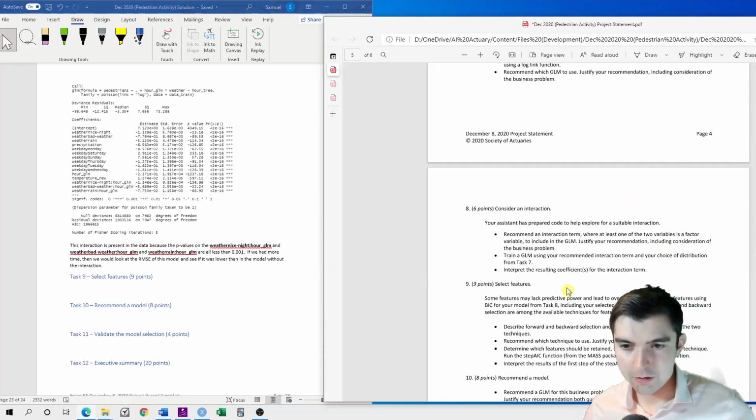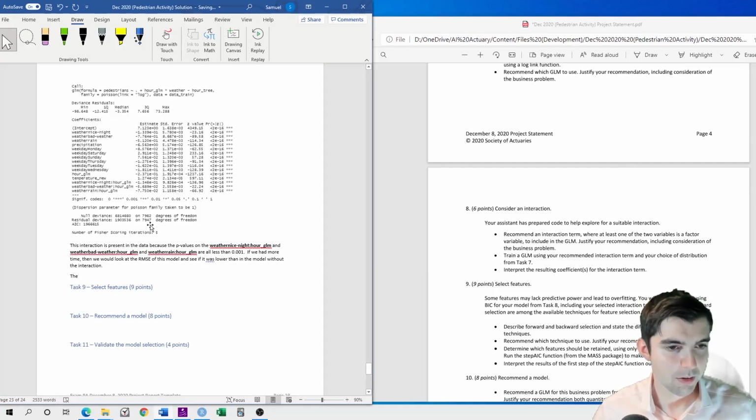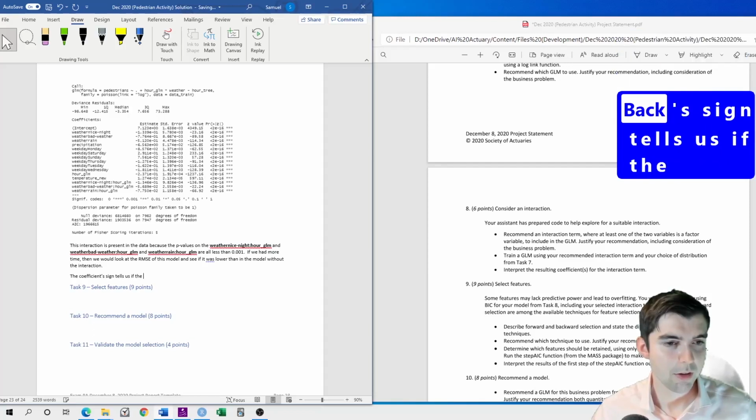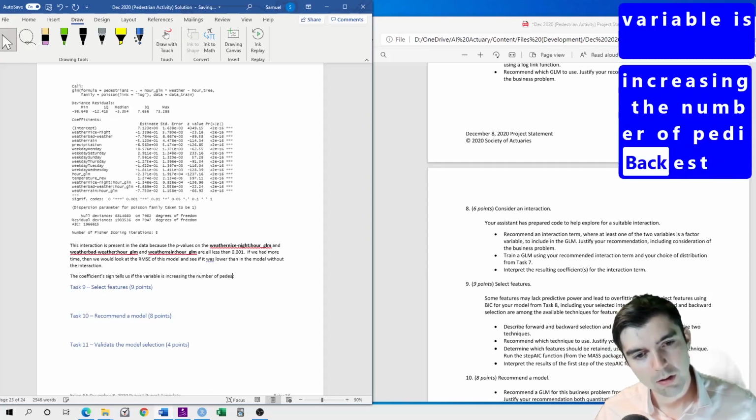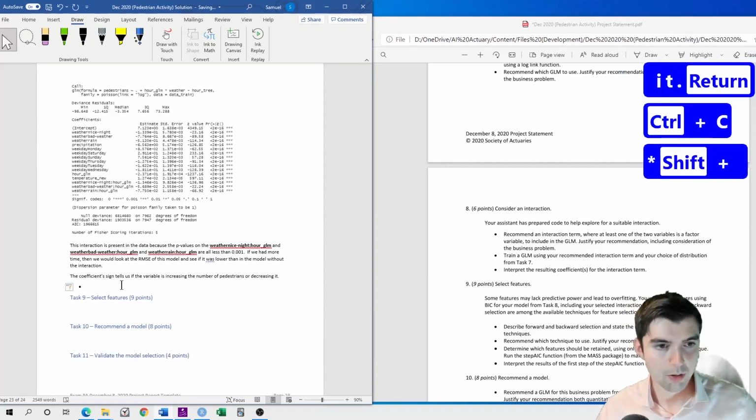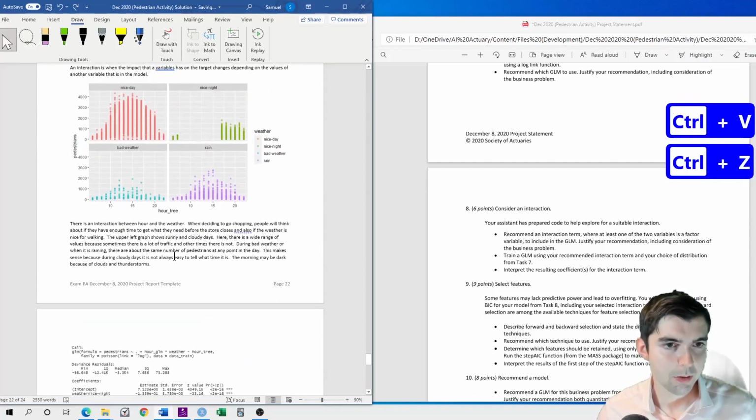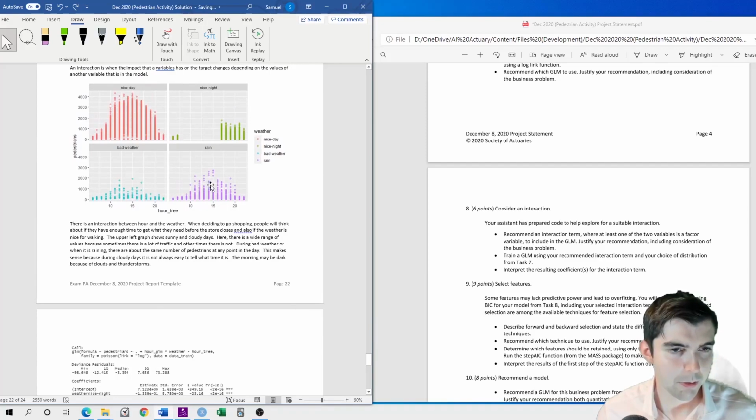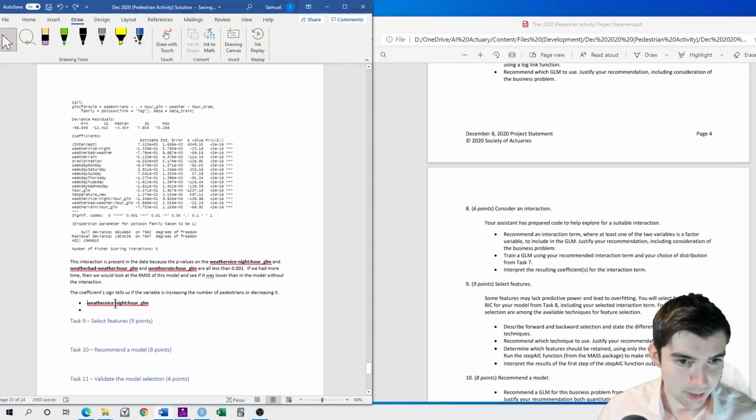Next question. Interpret the result of the coefficient from the interaction term. The sign of the coefficient tells us if the variable is increasing the number of pedestrians or decreasing it. So we can look at these levels. First of all, we have to consider the reference level. We looked at weather, right? We had 4 different weather categories, and here you notice that there are only 3 interaction terms: nice night, bad weather, rain. So nice day isn't there.